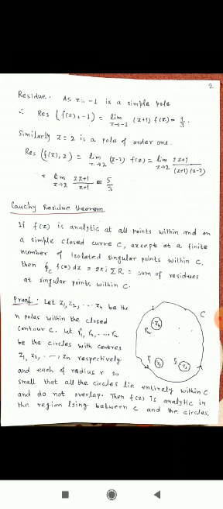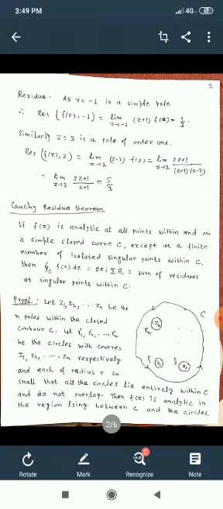So let z1, z2, up to zn be the n poles within the closed contour C. Let gamma 1, gamma 2, up to gamma n be the circles with centers z1, z2, up to zn respectively, and each radius is so small that all the circles lie entirely within C and do not overlap. Then f(z) is analytic in the region lying between C and the circles.